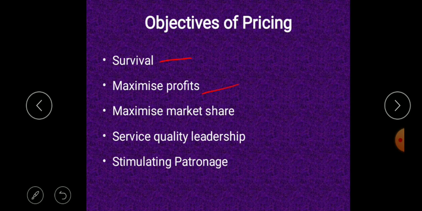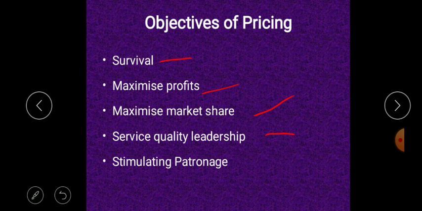The third objective might be to maximize market share. You might be thinking to increase your market share, that is, your sales volume should increase. The fourth objective might be service quality leadership, that is, you want to position yourself as the best service provider in the entire market. This might be one of the objectives. By doing this, remember one thing: you are adding a lot of value to your service.